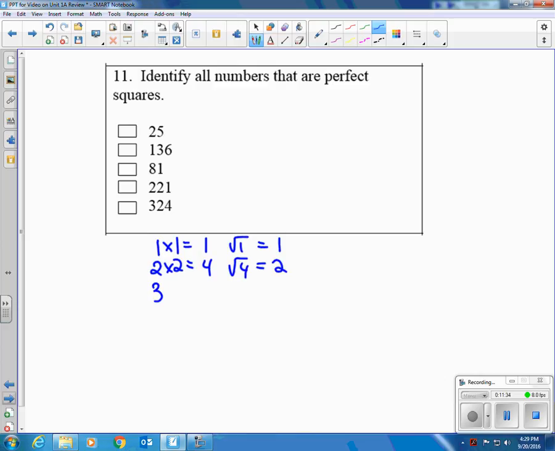Next one would be 3's. So 3 times 3 is 9. Square root of 9 is 3. And I would just keep doing this all the way down until I found out all of my square roots that are listed there. So I know that 25 is 5 times 5, so I would check this one off because I want to know, watch the wording, the numbers that are perfect squares. So square root of 25 is 5.